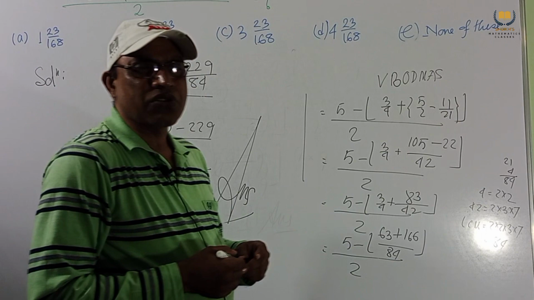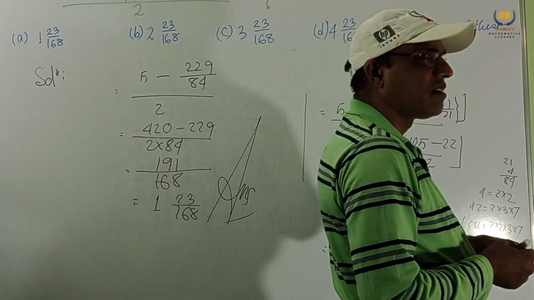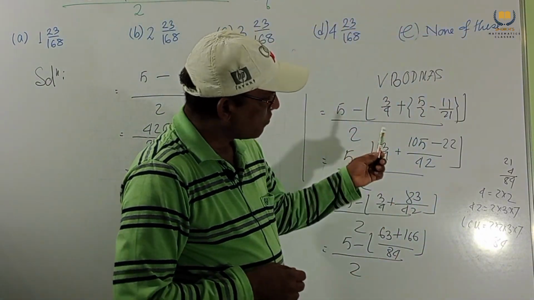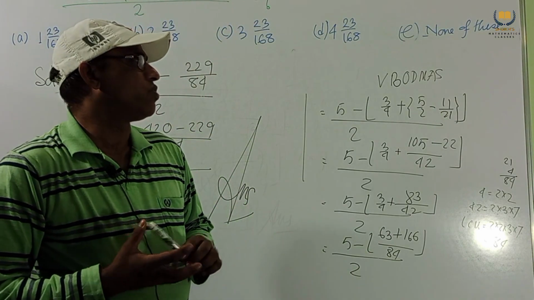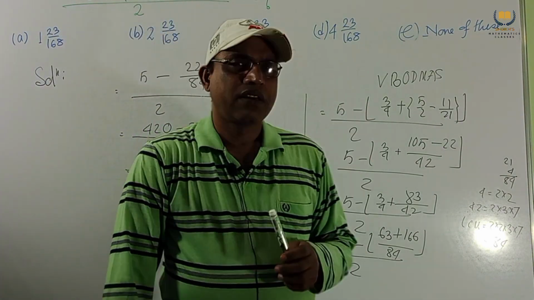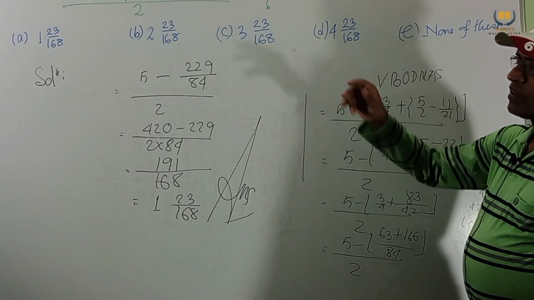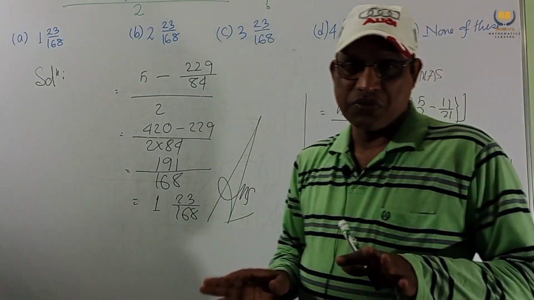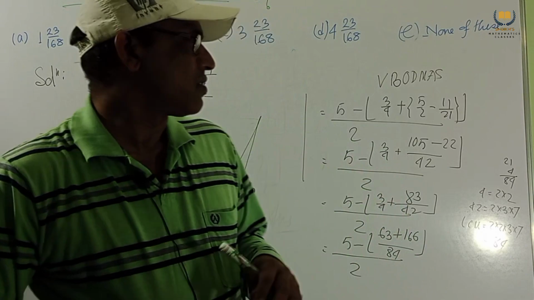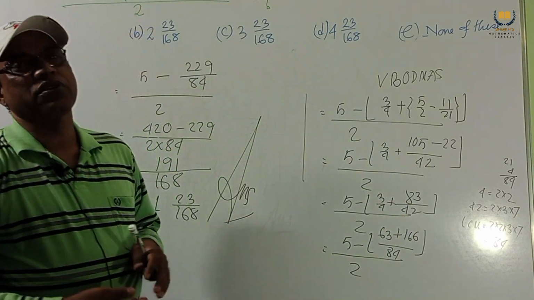So we can write in a shortcut also, but first you have to know the concept, how to use this BODMAS rule, VBODMAS rule. So we can use this rule and ultimately we get our result. So the chance of mistake is zero, no mistake. So we can jump up also.